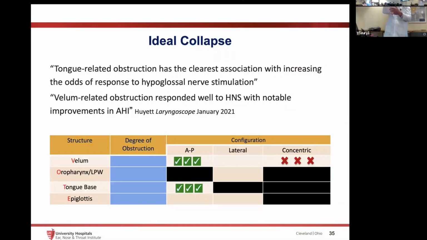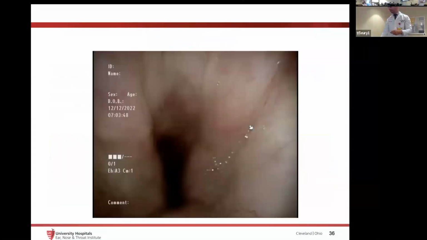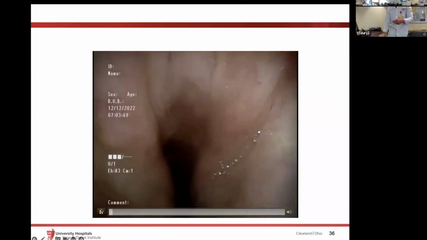We know we were able to stimulate the tongue base. That's what Inspire does, but it also acts on the palate, especially on this type of collapse, the AP collapse of the palate. It's capable, by the coupling mechanism, to pull. Once you move them forward, it's going to pull the palate forward.